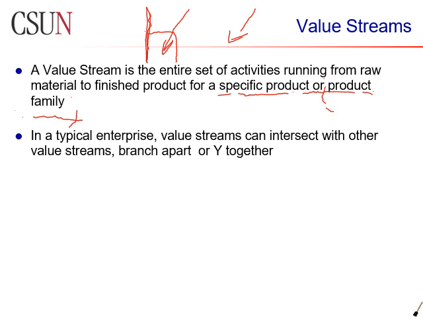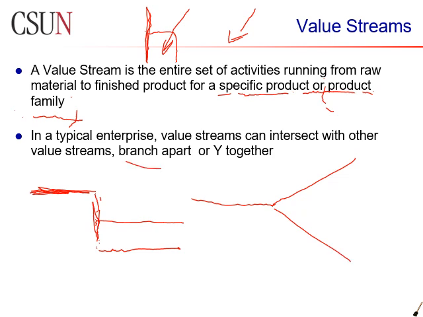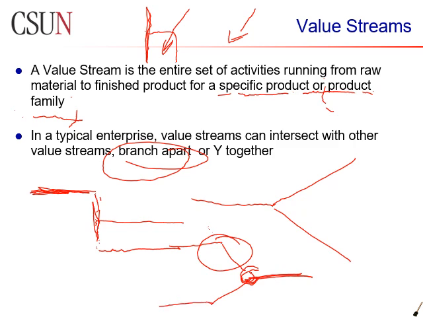However, if you're producing a part that is used in different products, for example, you're producing some textile, and then it's cut into two pieces, and one of them will go through something here, and we can produce another product here. This is called Y. It's branching apart. Or you can have two inputs, and from these two inputs you produce one. So this is a value stream map for one product, and this is a value stream map for the second product, and then they meet together. So they can meet together, branch apart, or intersect together.